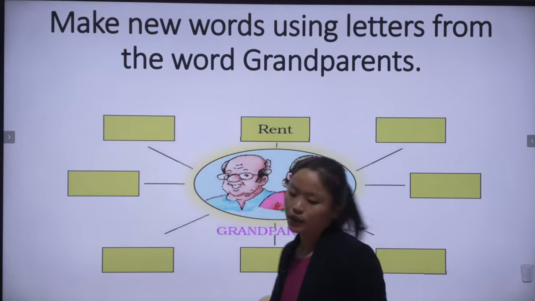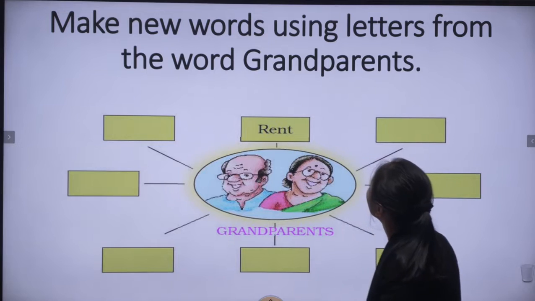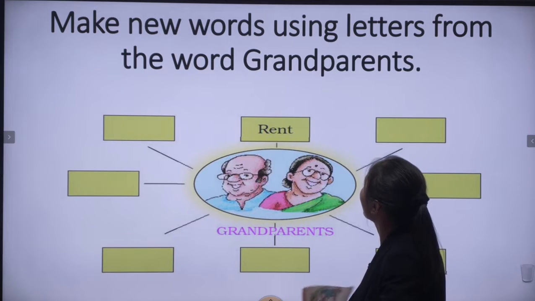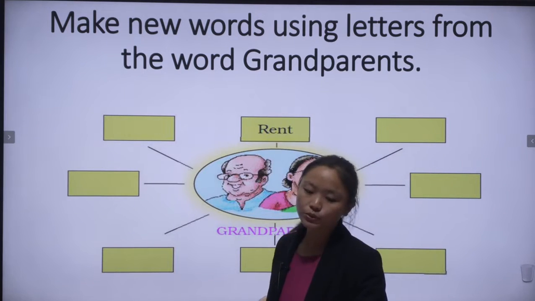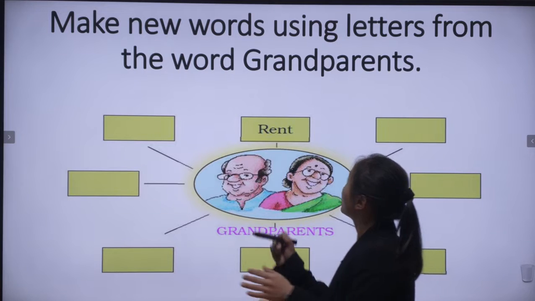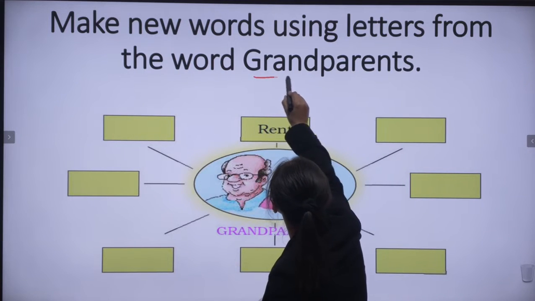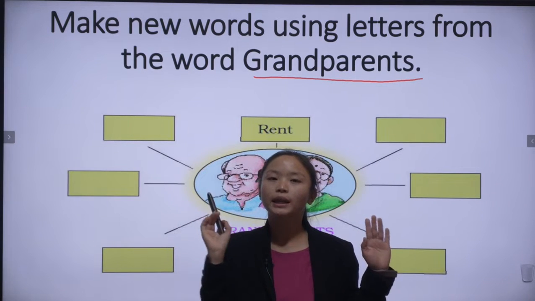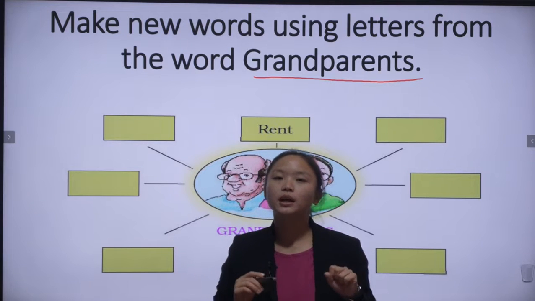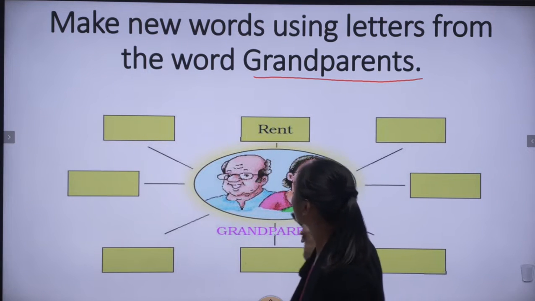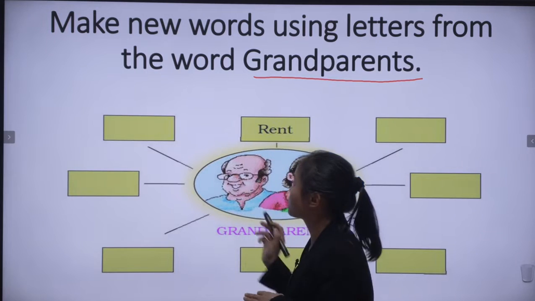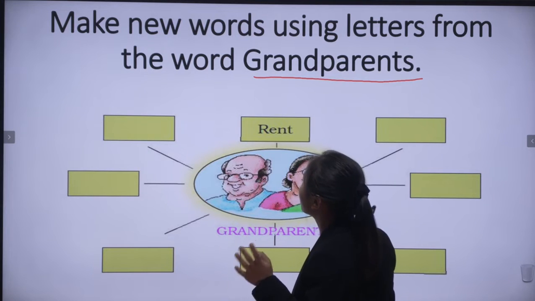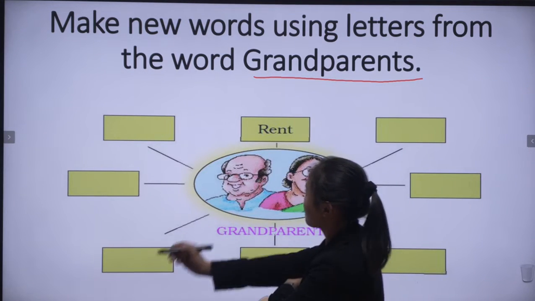Now, here's a picture. Make new words using letters from the word grandparents. Okay, now we have to make words from these letters. Grandparents is a big word. We have to find many words from this word. So we have to find all the different words. 1, 2, 3, 4, 5, 6, 7. We have to find 7 other words from the one word, that is grandparents.